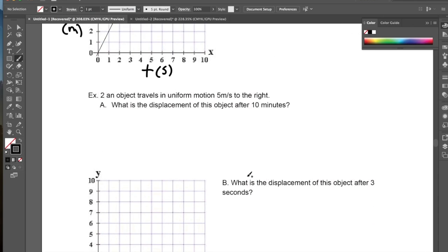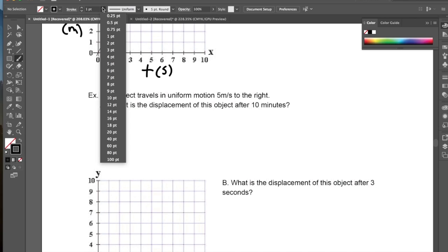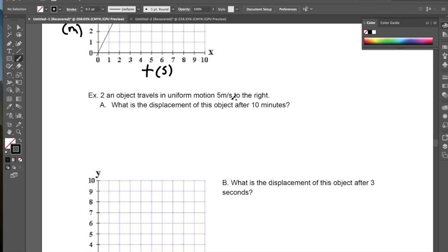In a second example, the object again is traveling in uniform motion. This time it's 5 meters per second to the right. So again, we're going to the right. It's a positive direction, and we know its velocity. And we want to find the displacement of this object after 10 minutes.